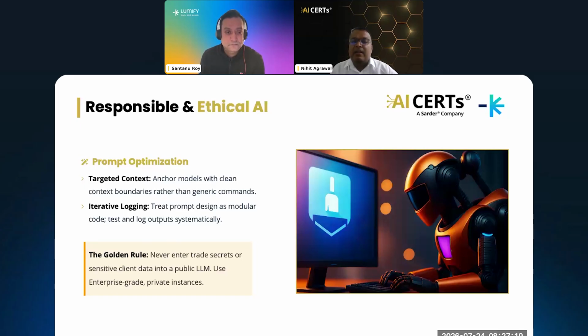First is targeted context. One of the most common mistakes people make is giving vague or incomplete instructions. Like, "help me with this report" leaves too much room for interpretation. Instead, effective prompt engineers provide clear boundaries and relevant context. By giving a well-defined problem space, we improve both the quality and the reliability of the response. So the more precise the context, the better the outcome will be.